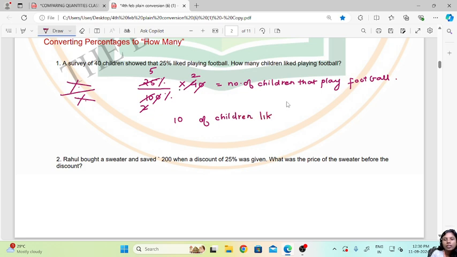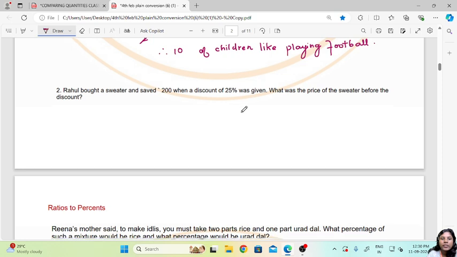playing football. Okay. So this is how any given percentage we can convert into how many, that is finding the exact number.